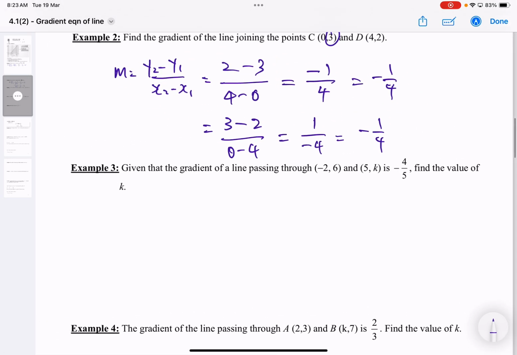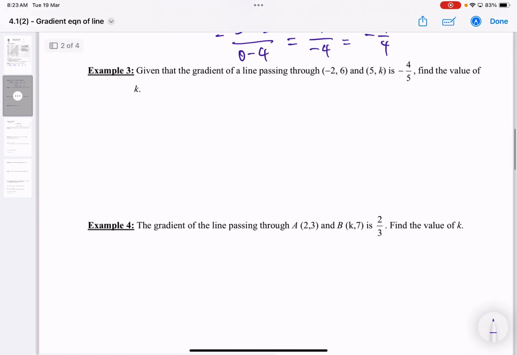Let's look at example number 3. I'm very sorry, but example number 1 and example number 2 will never be tested in exam because it's too simple already. More often than not, you will see example number 3. Let's look at this question together. Given that the gradient of a line passing through negative 2 and 6 and 5k is negative 4 over 5, find the values of k. So how do you do that?